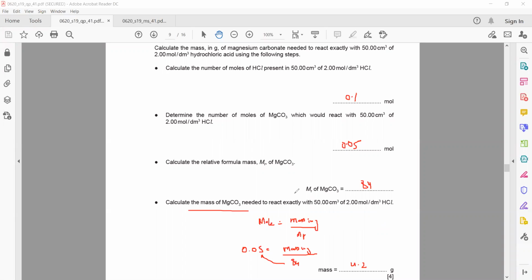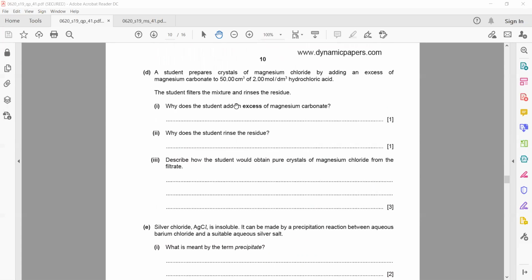The unit is already written, gram, so we don't have to write that. Is it clear, this question? So first we use the formula concentration into volume. Then we use a ratio which was 1:2. Then we just use a periodic table. And then again at the last we use a formula to get the mass.